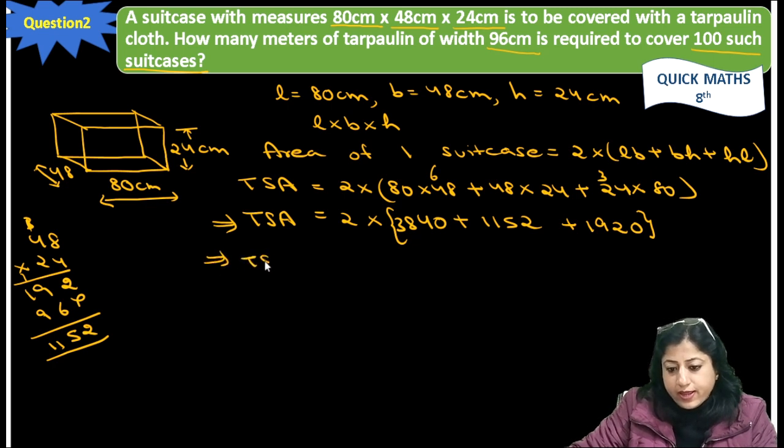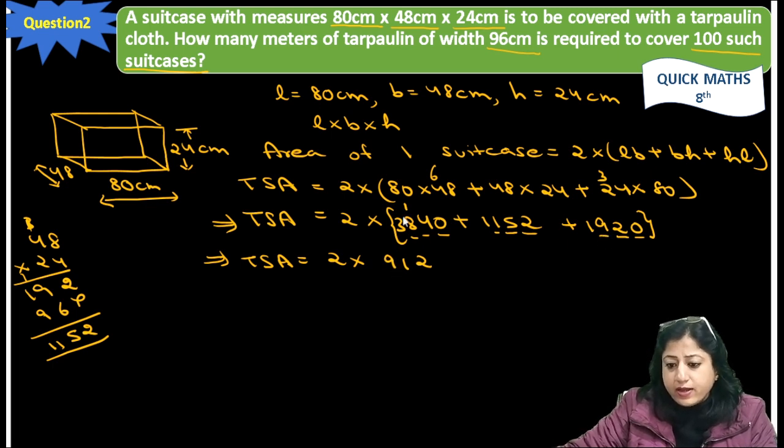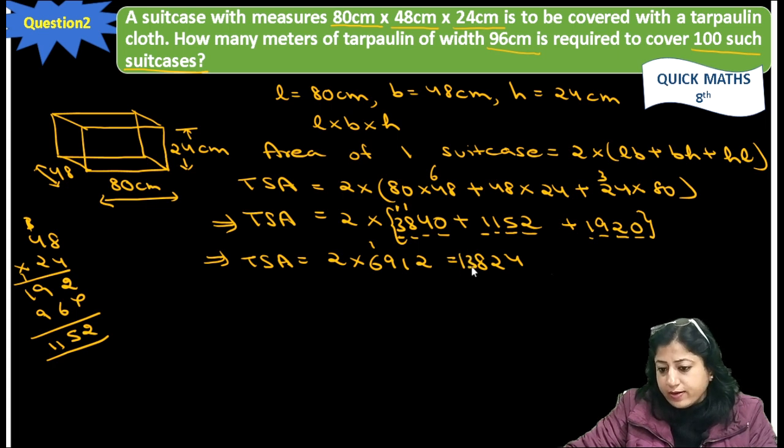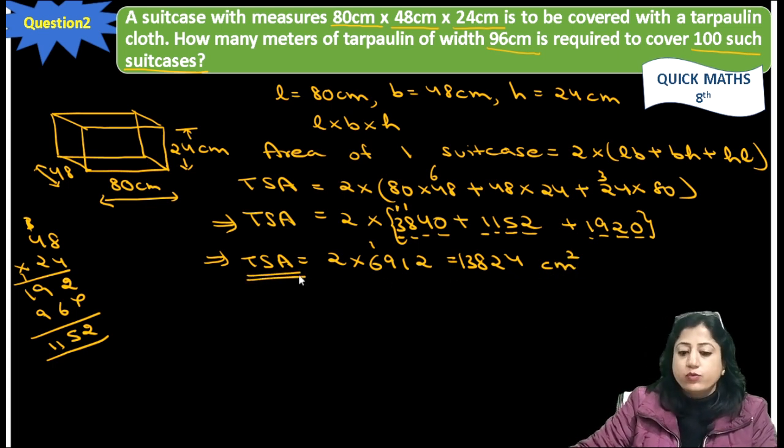So again TSA can be written as 2 multiply 6912. It will be 2. 4 5 9, 9 and 2 11. 1 carry. 9 and 1 10. 10 and 9 19. Again 1 carry. 4 5 6. It is 6. So it will be 2 to the 4, 2 1 the 2, 2 9 the 18, 1, 2 6 the 12 and 13, 13824, and area, it is in centimeter square. This is the total surface area of one suitcase.